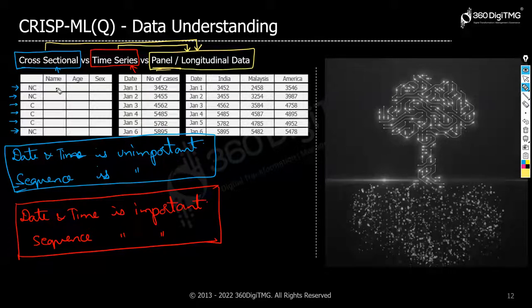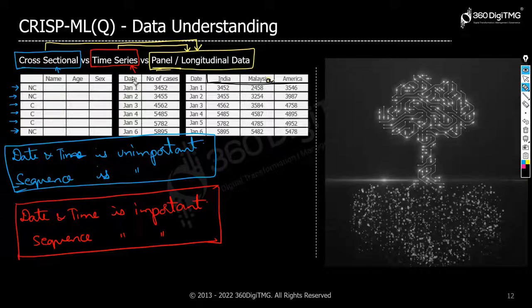In cross-sectional data, you have multiple variables. So here also you'll have multiple variables. Of course, this should be Malaysia. Sorry for that. Okay. So you have India, Malaysia, and America. So you have multiple columns. You have the number of COVID-19 cases on Jan 1st, 2nd, 3rd, 4th, 5th, 6th, so on and so forth across the various countries. So one thing is from cross-sectional data, since cross-sectional data has multiple variables or features, here also you have multiple variables or features, point number one.